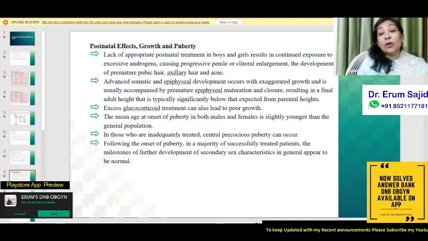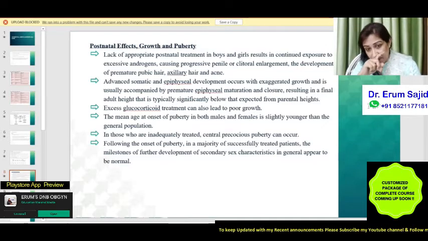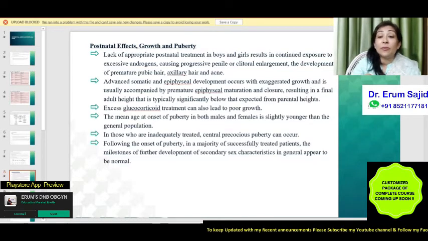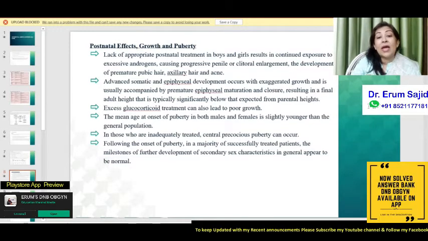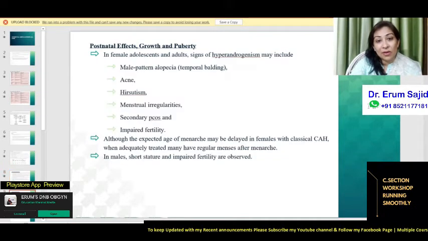Excessive glucocorticoid treatment can also lead to poor growth, and mean age at onset of puberty in both males and females is slightly younger than the general population. So you should know that. In those who are inadequately treated, central precocious puberty can occur. And following the onset of puberty in the majority of successfully treated patients, the milestones of further development of secondary sex characters in general appear to be normal. Anyways, that's not very important.